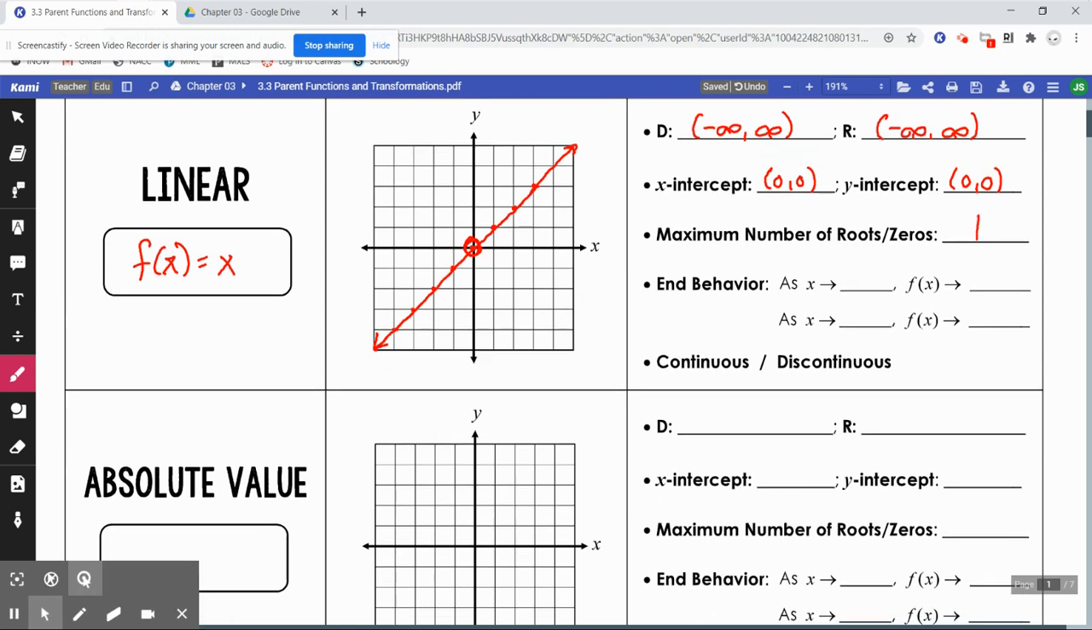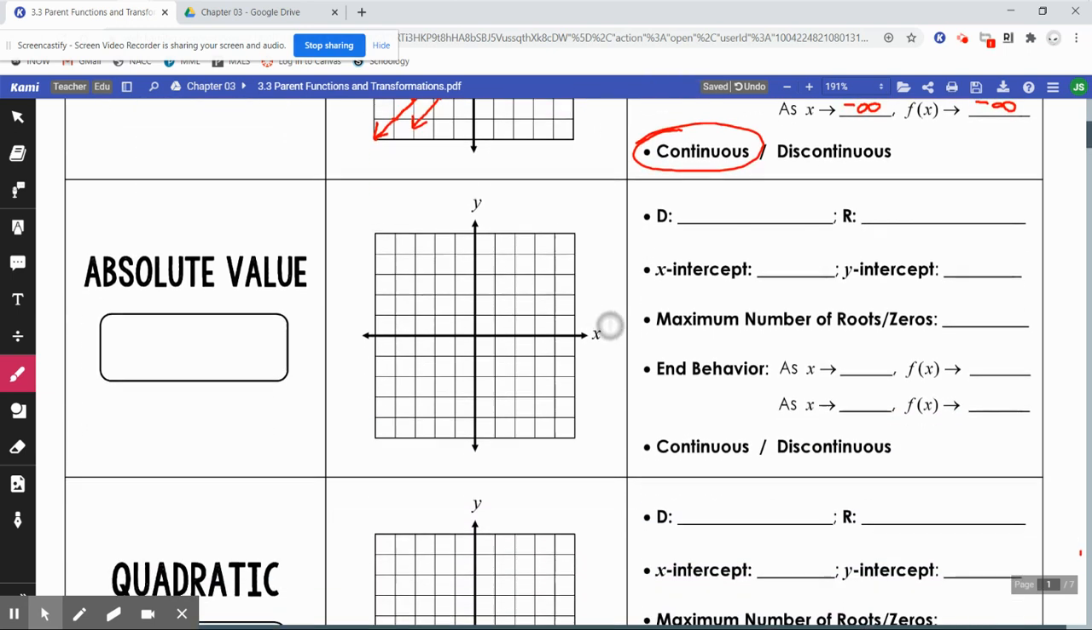And now let's discuss the end behavior of this function. As we travel to the right on my graph, notice my graph goes uphill, so my y value approaches infinity. And as we travel to the left, we're going downhill. So as x approaches negative infinity, my y value approaches negative infinity as well. And this is a continuous graph. There are no breaks, there are no jumps, there is no discontinuity.